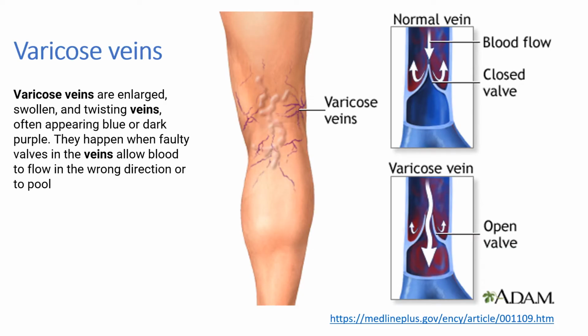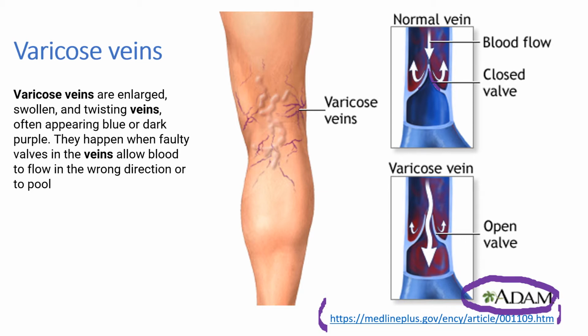Got this from the site here from Adam. They got some great images there, so I gotta talk about them. So the varicose veins are enlarged, swollen, and twisting veins, often appearing blue or dark purple. They happen when faulty valves, again, we want the valves to be working well, but they happen when faulty valves in the veins allow blood to flow in the wrong direction, to pool.